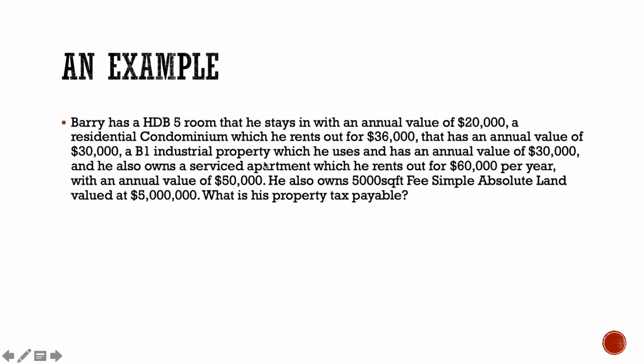A B1 industrial property which he uses that has an annual value of $30,000, and he also owns a serviced apartment which he rents out for $60,000 per year with an annual value of $50,000. He also owns 5,000 square feet of fee simple absolute land valued at $5 million. What is his property tax payable? I'm gonna give you 10 seconds to calculate this.